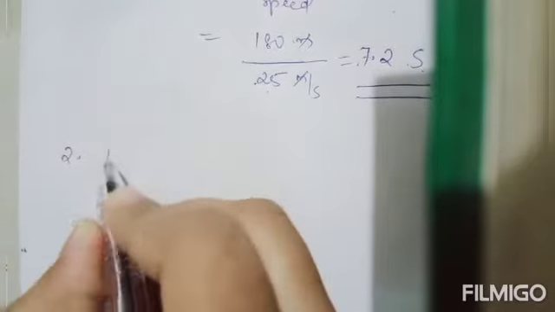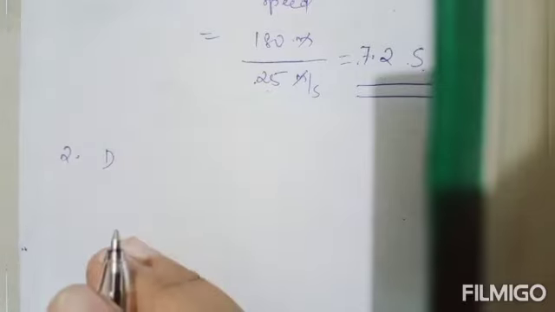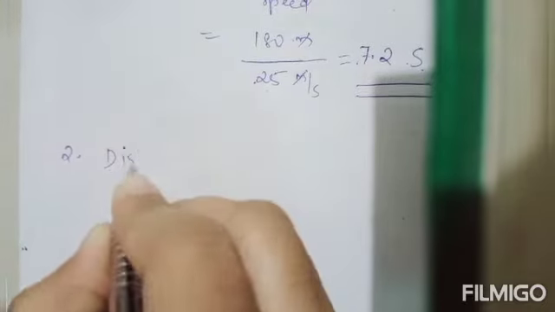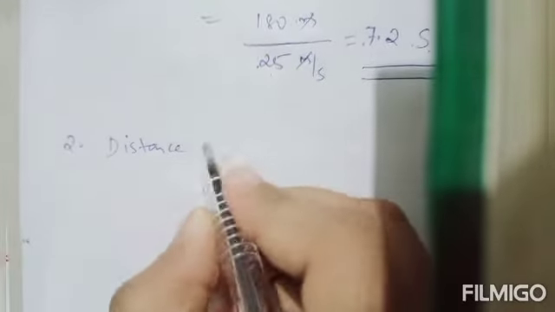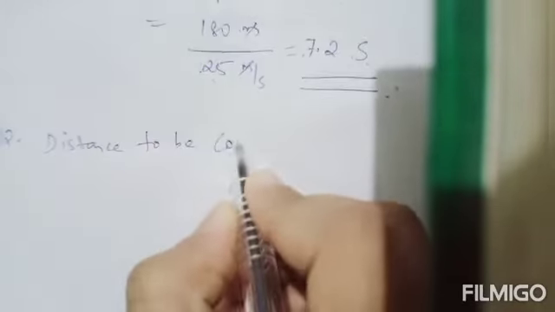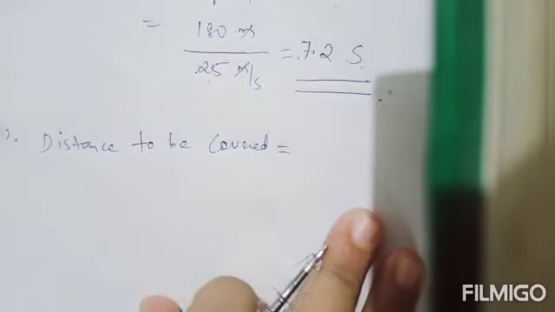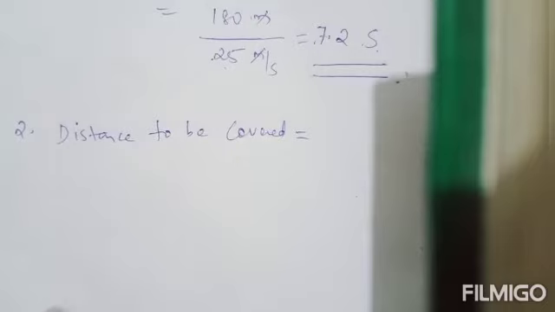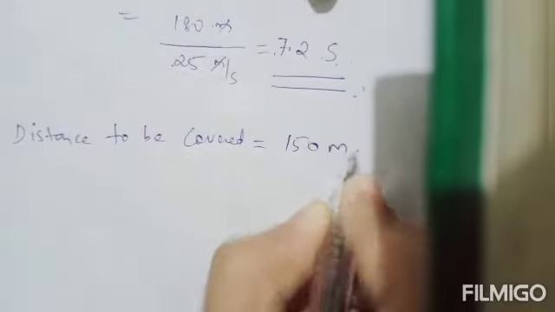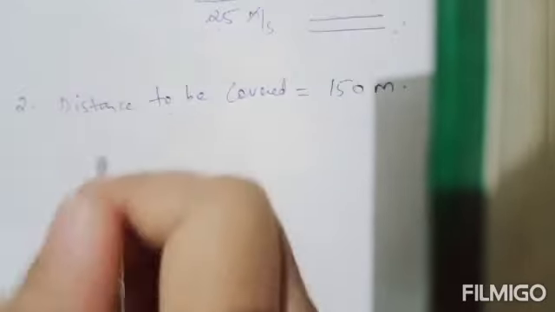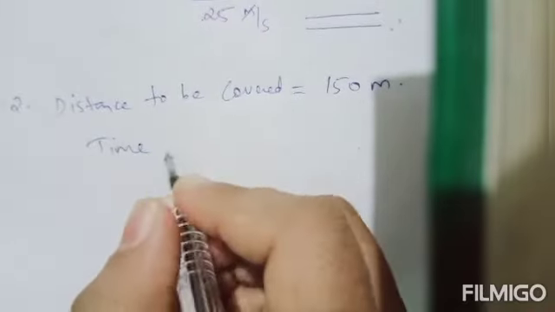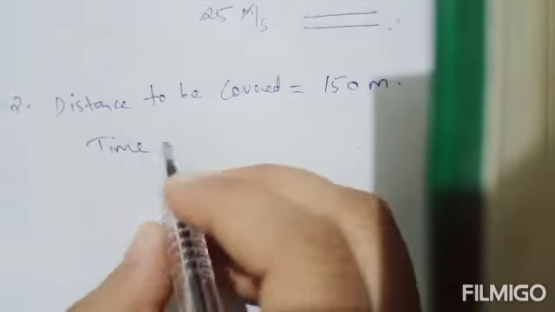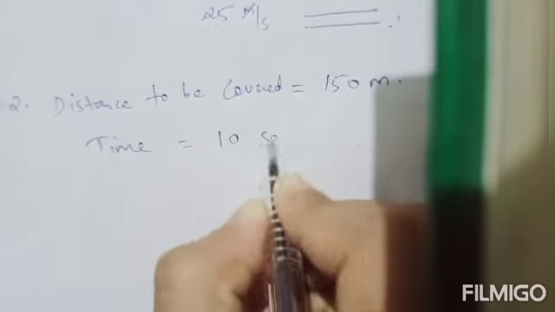So here the train is passing a telegraph pole. How can you take the distance to be covered? You can take it as the length of the train. The train is passing a telegraph pole, so the distance to be covered will be the length of the train, which is 150 meters. Now the time taken to pass that telegraph pole is given as 10 seconds.